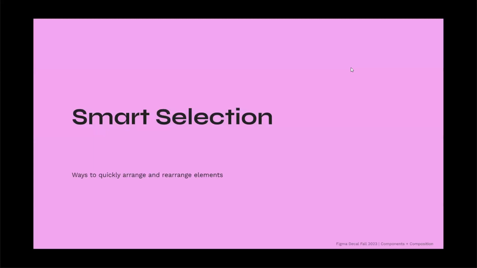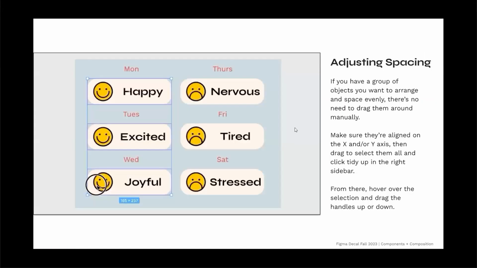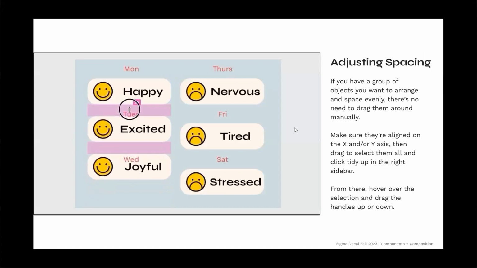Smart selection is a way to quickly arrange and rearrange elements in your design. When you're working in Figma, it's guaranteed that your project will have many layers and elements that you'll need to rearrange. Smart selection helps you do that by letting you select groups of items and then adjusting their order or spacing with just a click or drag. So if you have a group of objects that you want to arrange in space evenly, there's no need to manually drag them around.